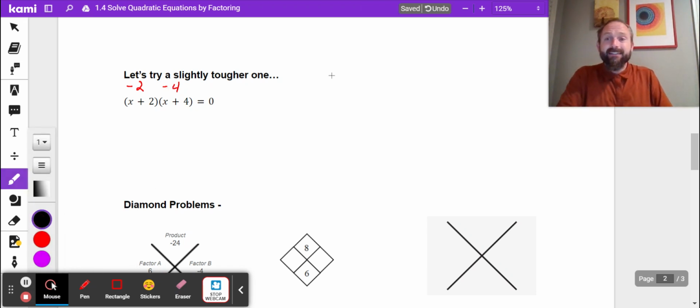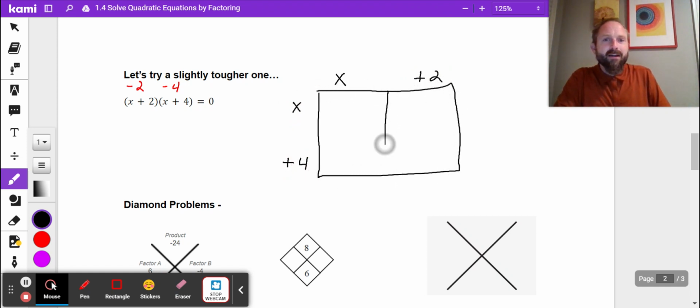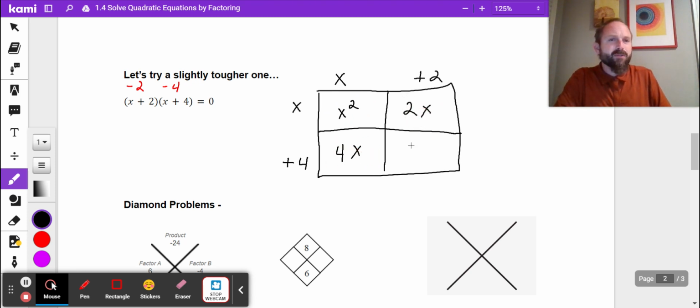So what I get is, I can write it like this, x plus 2, and I have x, and then I have plus 4, and now I can multiply it out. I multiply just like a multiplication grid. X times x is x squared, x times 2 is 2x, x times 4 is 4x, and then 4 times 2 is 8. Now I just need to add them together.